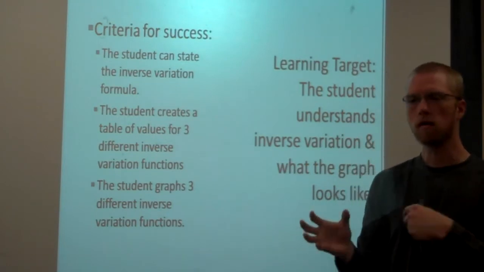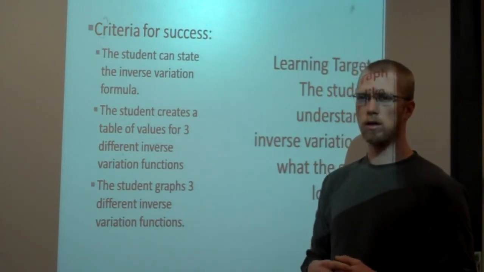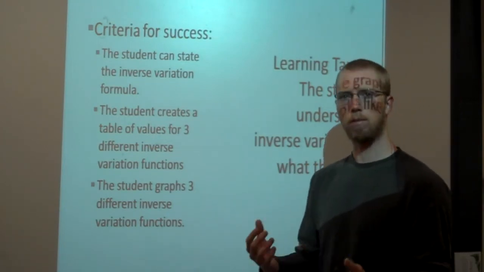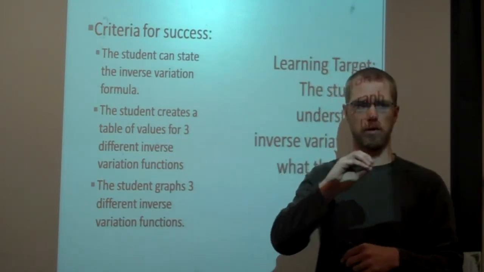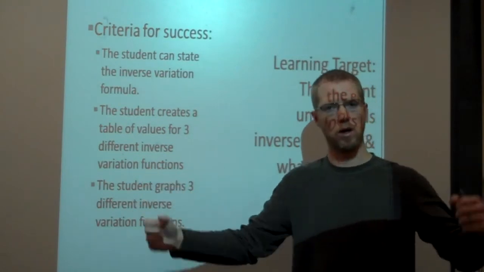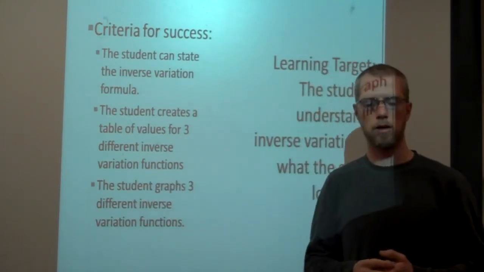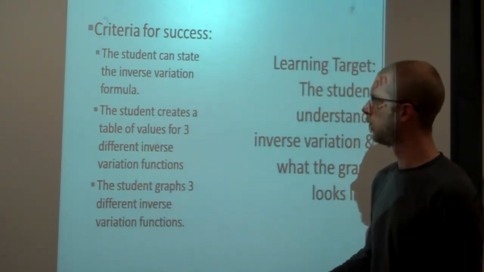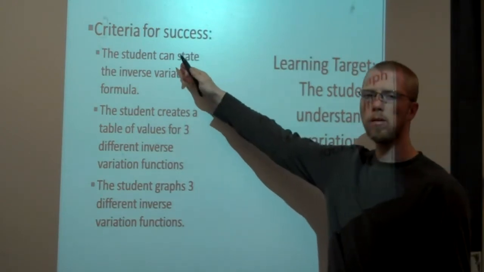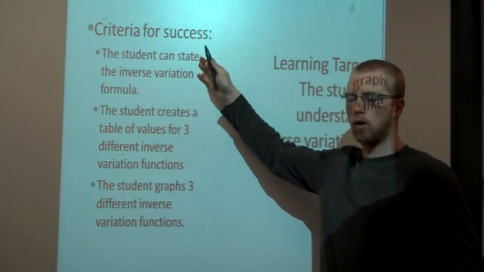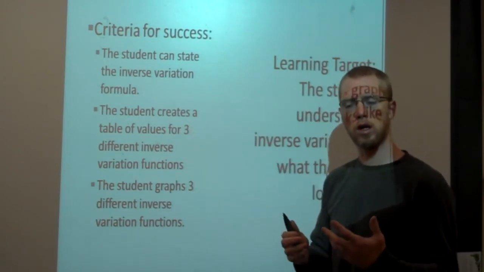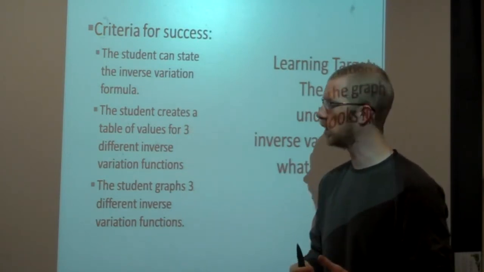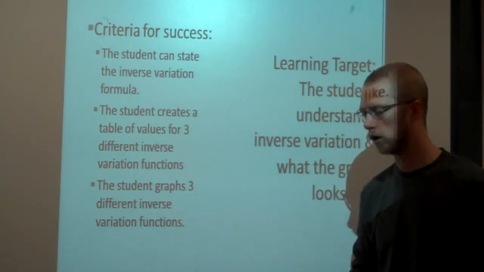And if we think of it like that, and especially if we think of 1 over x being the parent function, we can simply translate the parent function over and up and stretch it out one way or the other, and the math actually becomes relatively simple. So today, we want to be able to know what the inverse variation formula is. We want to be able to create some tables of values so we can come up with our points. We want to be able to graph some different functions.